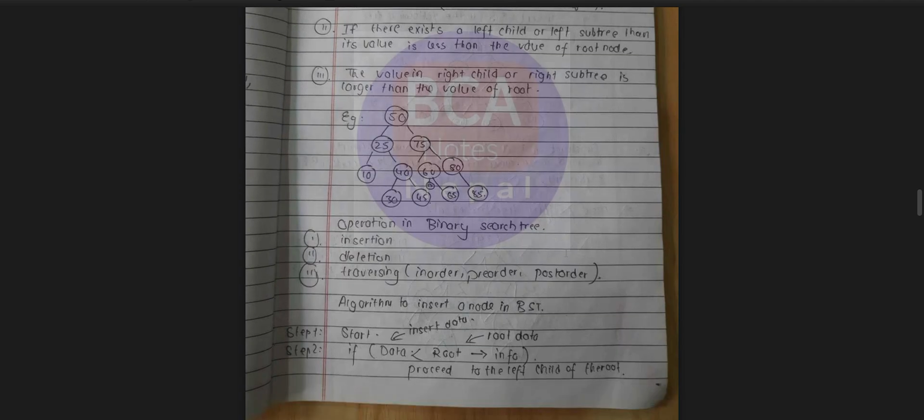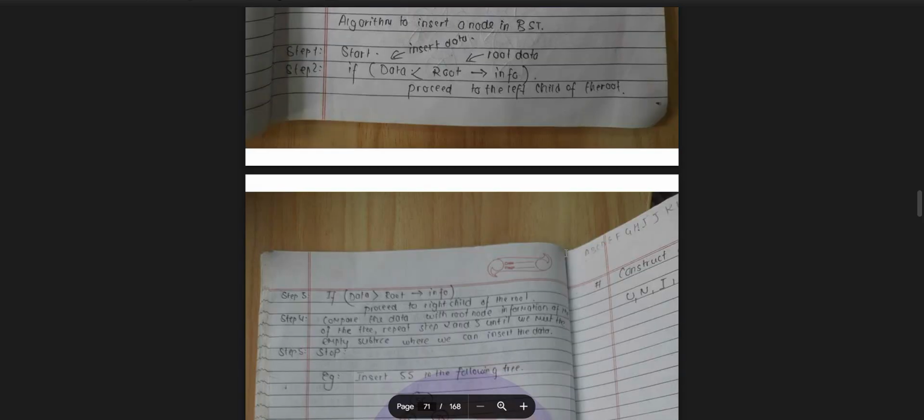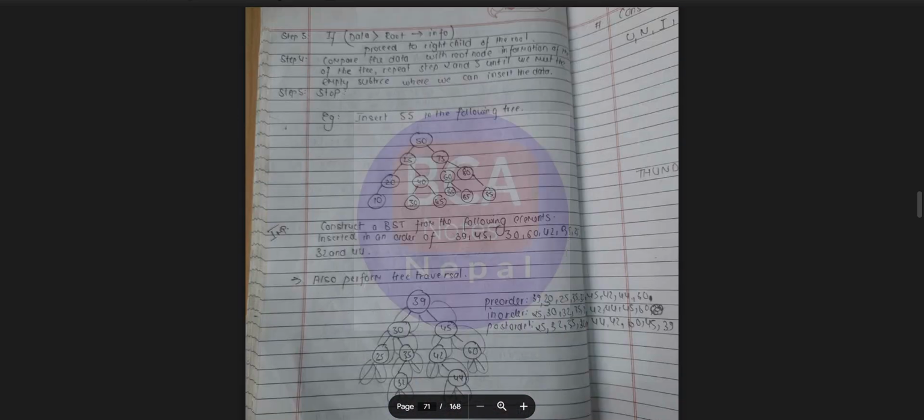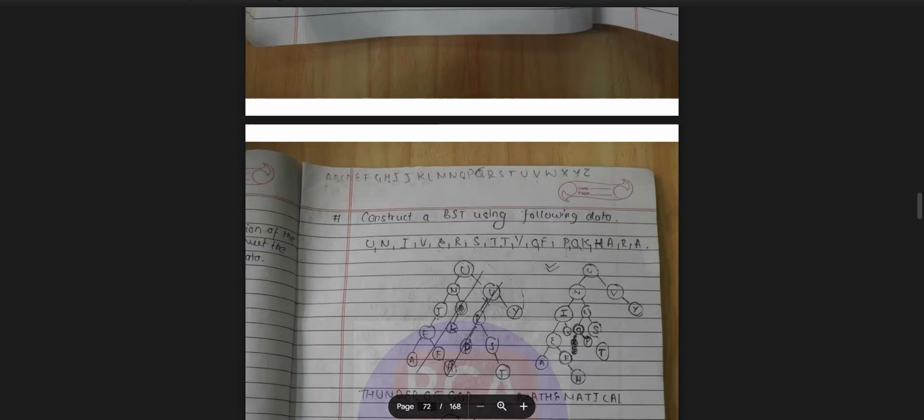Operations on the binary tree: insertion, deletion, traversing, in-order, pre-order, post-order algorithms. To insert a node in a BST, start by inserting the data at the root, then proceed to the child, compare the data in the insertion step. Given the following tree, construct the BST from the tree: pre-order, post-order, pre-order, post-order.